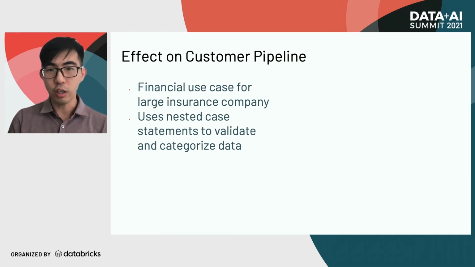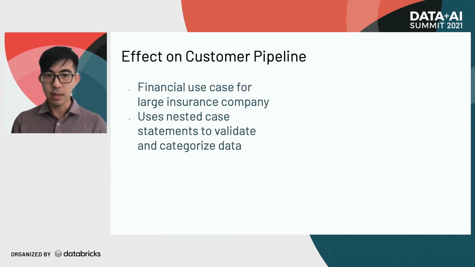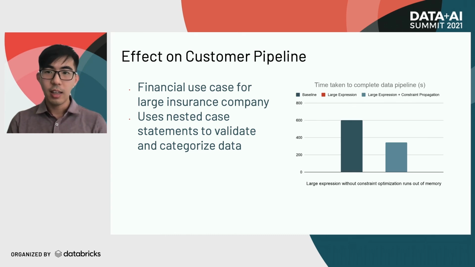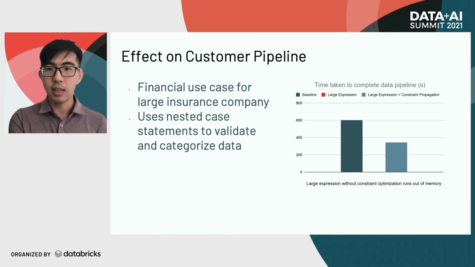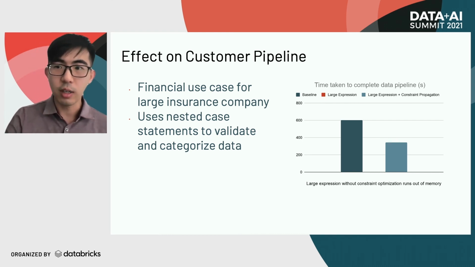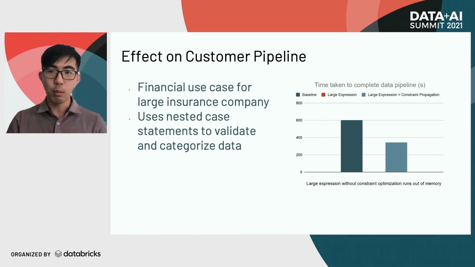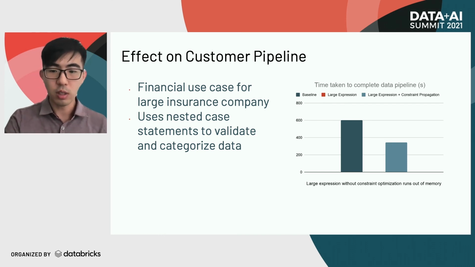And just to show that this actually impacts our customer workloads, here we examine a financial use case for a large insurance company. And they use nested case statements exactly to validate and categorize data, as I have stated. And from our benchmarking, we see that baseline Spark will take roughly 600 seconds to compute. Whereas if you only enable the large case expression optimization, the driver actually runs out of memory. So we're unable to complete the job. And then with the constraint propagation optimization, we're able to bring the time down even further than open source Spark. So that's a net win for us and also for the customers.